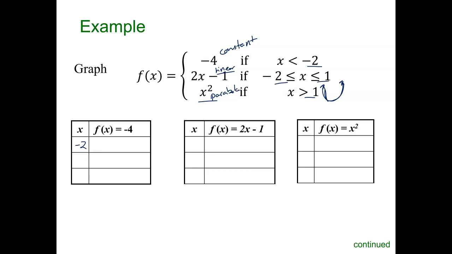And then I want to pick some other values that are less than negative 2. Give me some other values that are less than negative 2. Negative 3 and negative 4. Okay? Will any of these be an open circle?